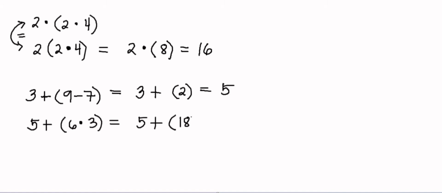6 times 3 is 18. And now that I've done that, the parentheses kind of disappear. They don't matter anymore. 5 plus 18 just go up: 19, 20, 21, 22, 23. 23. So the answer is 23.